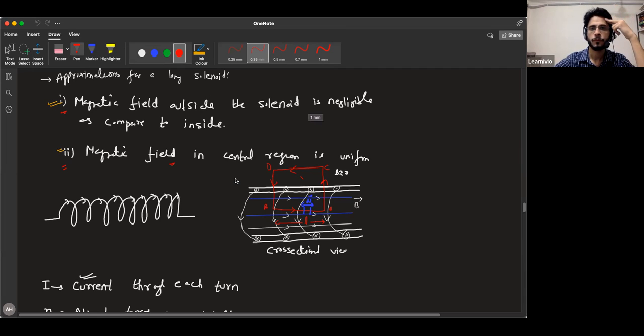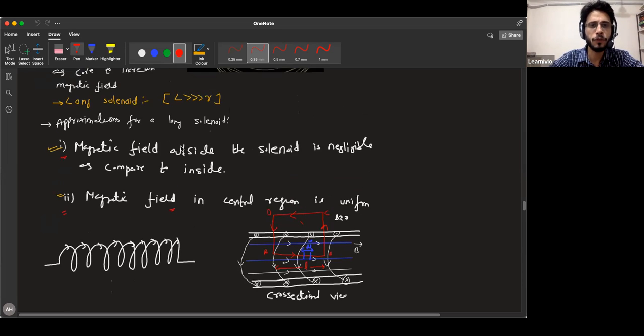The magnetic field is uniform. It gives the same magnetic field as a bar magnet. And the magnetic field outside the solenoid is 0. Right? These are the two approximations. When we use a long solenoid, we use two approximations. One is that the magnetic field is uniform in the central region of the solenoid, and the magnetic field outside the solenoid is 0. There's no magnetic field outside the solenoid.